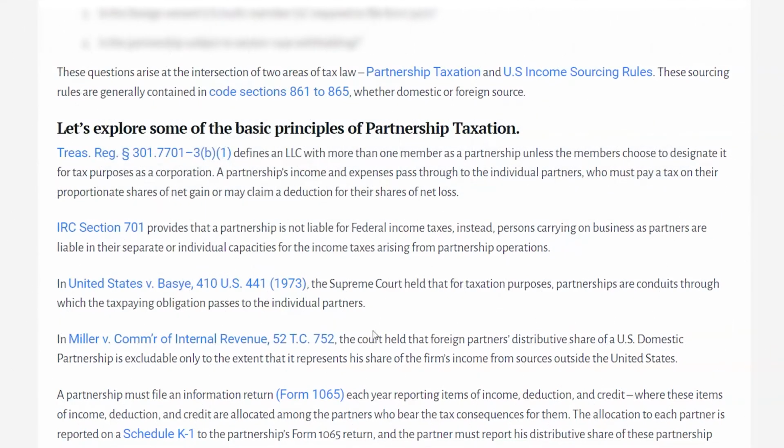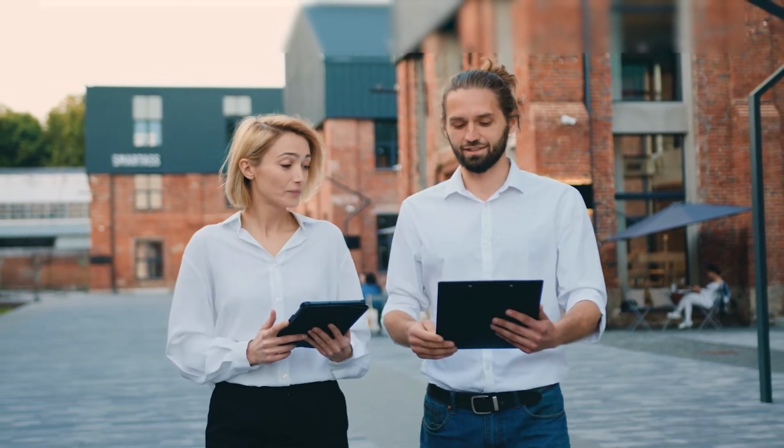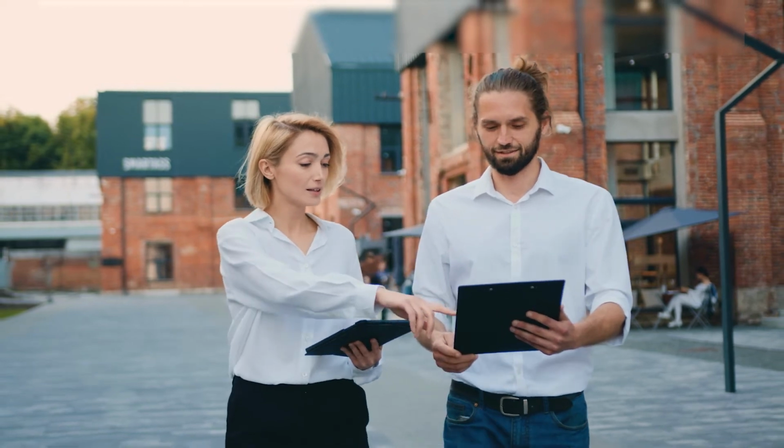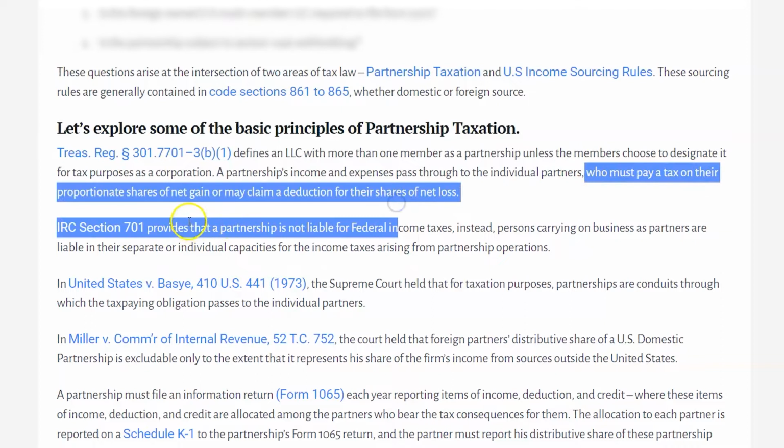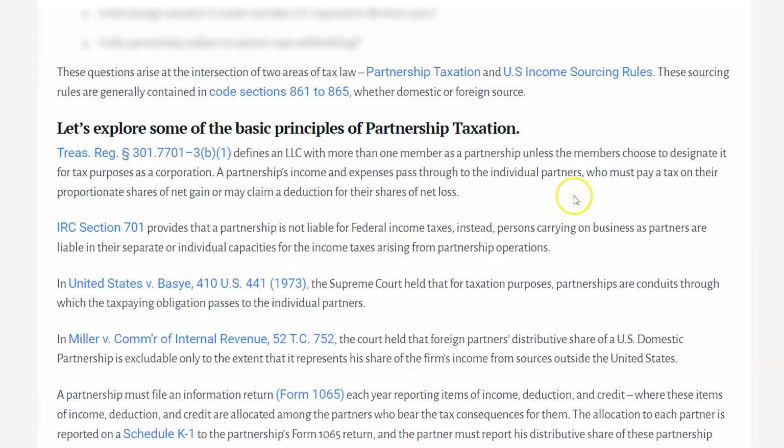Now, how are a partnership's income and expenses treated? A partnership's income and expenses pass through to the individual partners, who must pay tax on their proportionate share of net gain or may claim a deduction of their share of net losses. Now, when we say the partners must pay taxes on their proportionate share of net gain or losses, we're not just saying that they must pay taxes in the U.S. You have to look at your situation and whether you need to pay taxes in the U.S. or in your home country, or both.